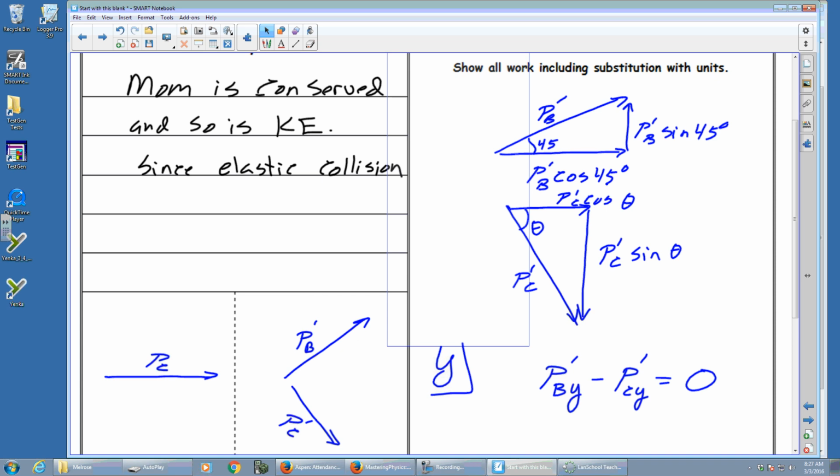Basically, what I would suggest is solve one of them for V and put it into the other one. And if you need help with that math, let me know, and I'd be glad to come over and look at it individually. But I'd like to go over the firecracker real quick.